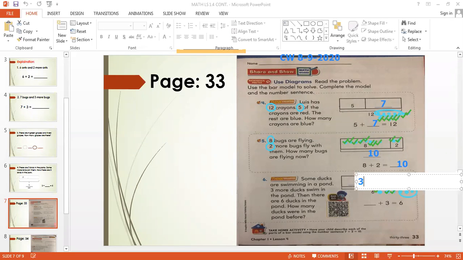So 3 ducks were in the pond before. So how many ducks were in the pond before? 3. So what is it? 3 plus 3 equal to 6. So 3 plus 3 is equal to 6. Did you all understand now?